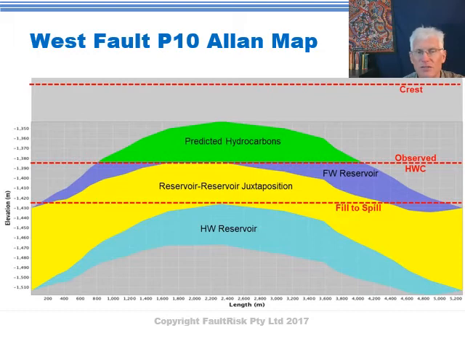And in this case, the prediction based on the P10 Allan map, which is one of the 10,000 ones, is that the predicted hydrocarbon leak point would be very close to the independently observed hydrocarbon water contact, which is shown in red. The other two red lines, of course, are the crest and the fill to spill level. So in this case, the prediction seems to match fairly well the observed hydrocarbon water contact.